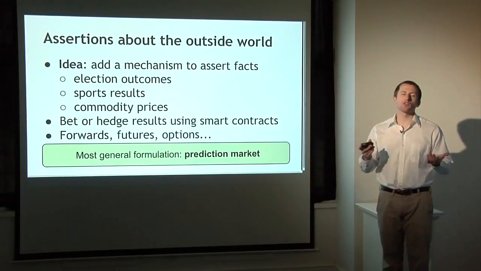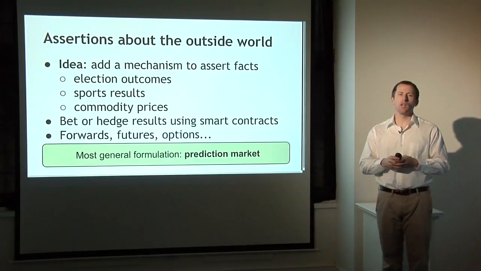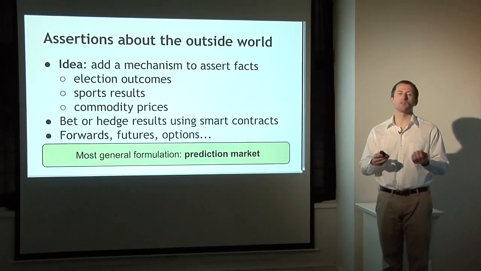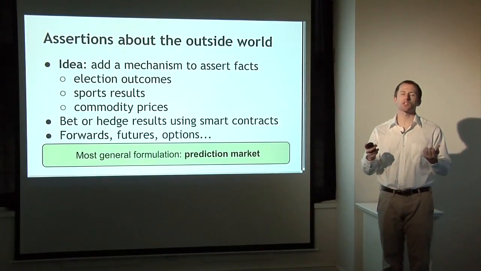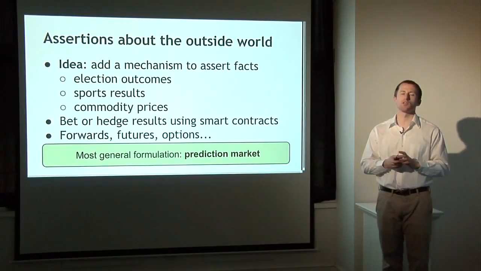So wouldn't it be great if we could do all of this in the range of Bitcoin? Basically every variety of betting on the future. And the most general formulation of this is called a prediction market, and we'll be talking about how to build a prediction market in Bitcoin, since if you can build a prediction market, you can essentially build almost any other financial derivative that you'd be interested in.